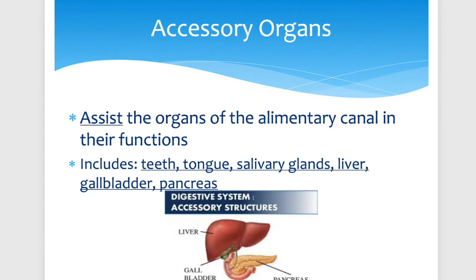For the accessory organs, their job is to basically just assist or help organs of the GI tract with their functions. So again, it's going to include your teeth, tongue, and salivary glands, all of which are in your mouth, as well as your liver and gallbladder that you can see here, and the pancreas.